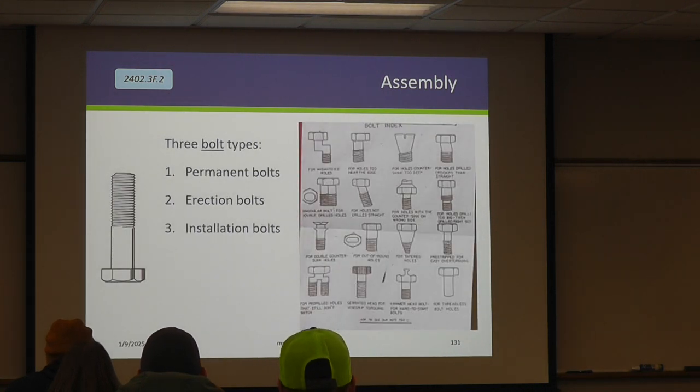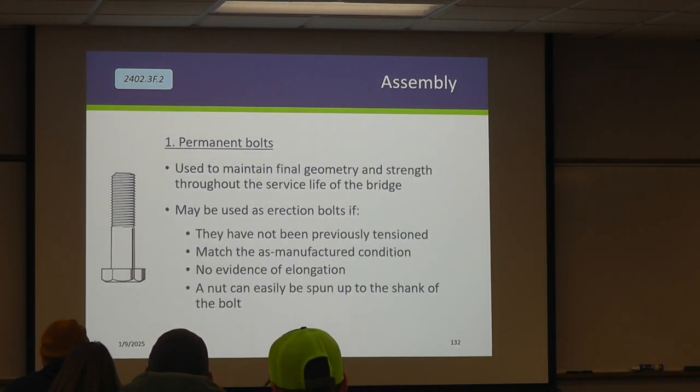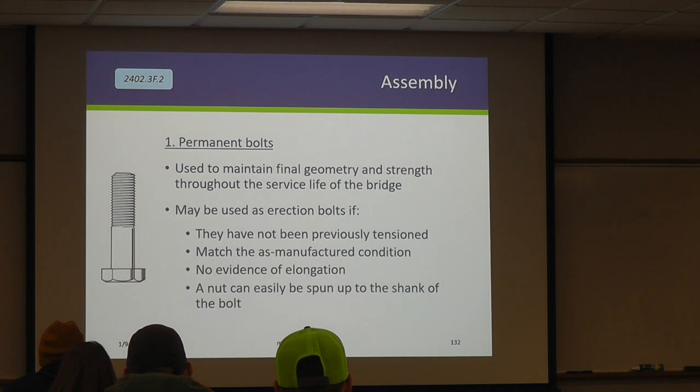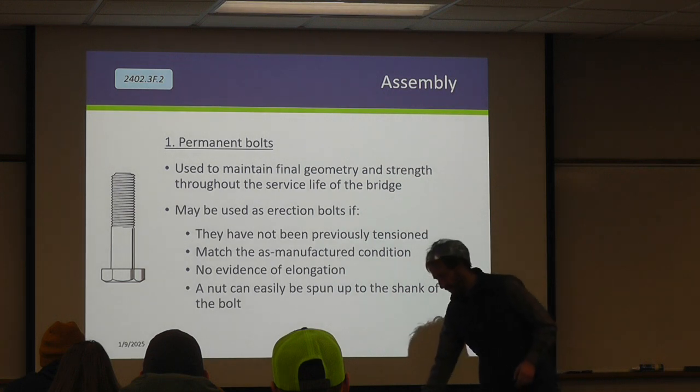The spec book defines 3 types of bolts: permanent, erection, and installation. So let's walk through these really quick. Permanent bolts are used in the final configuration. These are to maintain geometry and strength throughout the rest of the life of the bridge. We do allow these permanent bolts to be used as erection bolts, provided they meet these conditions. They haven't been tensioned up yet, so they haven't been fully tensioned. They still meet the as manufactured condition. They're not elongated, which you test by running the nut all the way up the shank and back. Even though you only need to do this if you suspect damage.